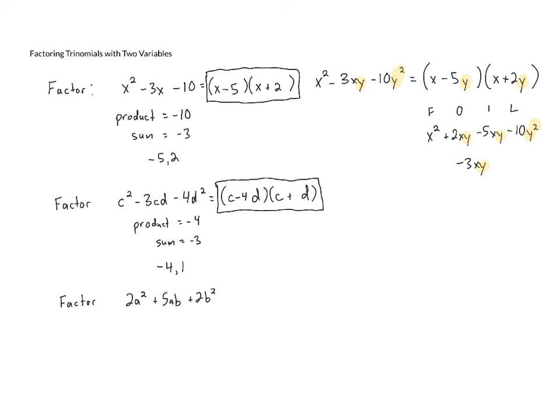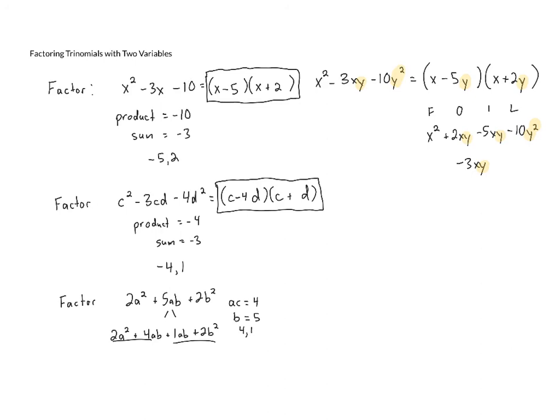Let's go through the process of the AC method. A times C in this problem is going to be 2 times 2, which is 4. B is going to be 5. So we need two numbers that have a product of 4 and a sum of 5. Those numbers are going to be 4 and 1. We're going to use them to split up that middle term. So we've got 2a squared plus 4ab plus 1ab plus 2b squared.